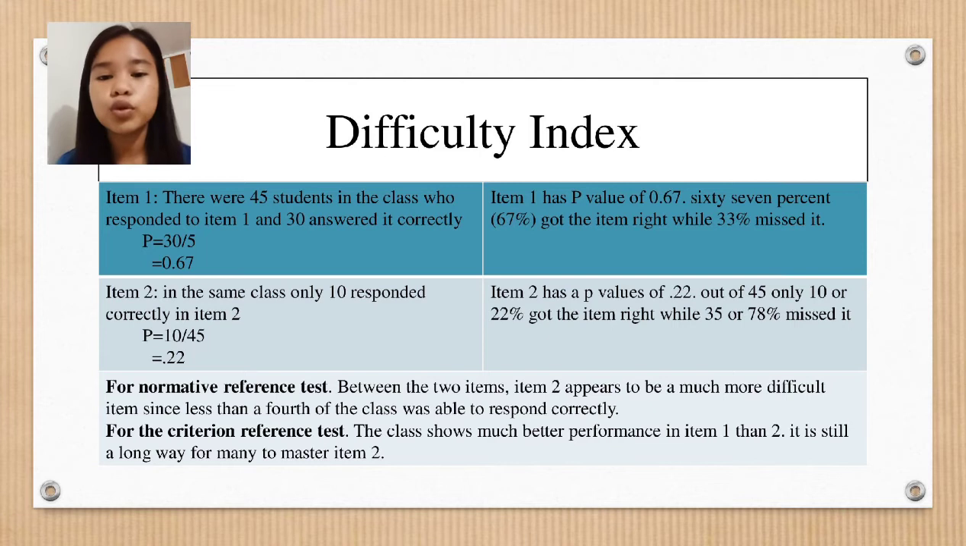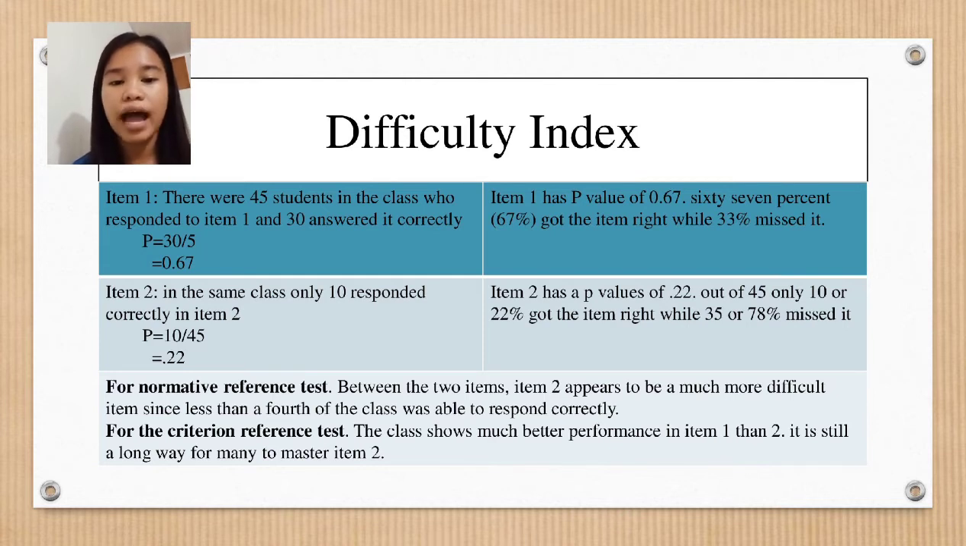In item number 2, in the same class, only 10 responded correctly. So we will use again the formula P is equal to R over T. P is equal to 10 over 45. The result is 0.22. Item 2 has a p-value of 0.22. Out of 45, only 10 or 22% got the item right, while 35 or 78% missed it.